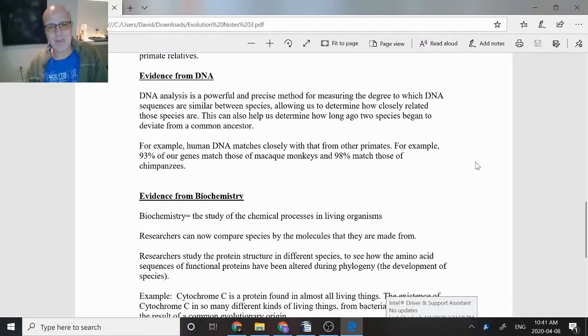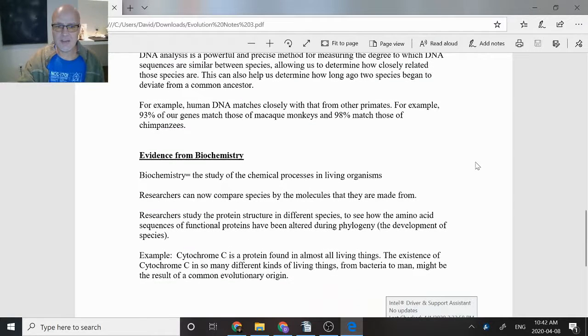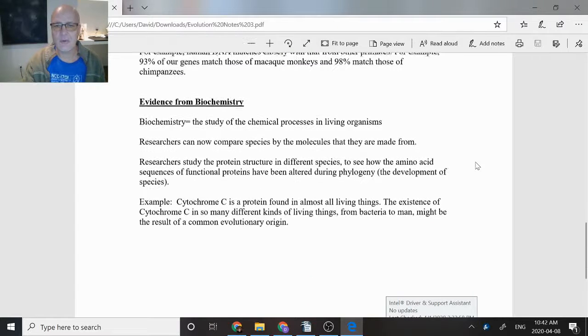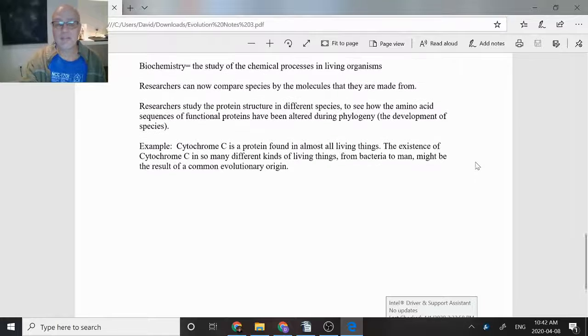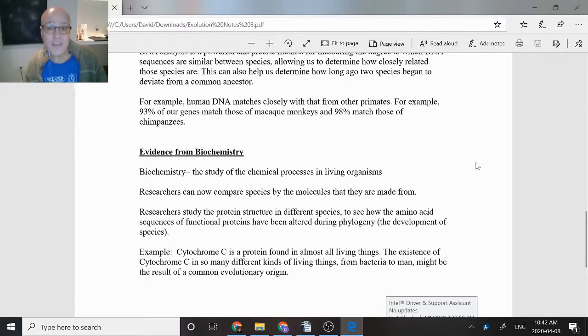Evidence from biochemistry. Biochemistry is the study of chemistry in living organisms, and what we see is that organisms that are more closely related have more similar biochemical processes. For example, the example given here is cytochrome C, a protein that's found in different organisms that have similar origins. Another example is actually photosynthesis. There are different types of plants that use slightly different kinds of photosynthesis, and it seems that those plants are more closely related.